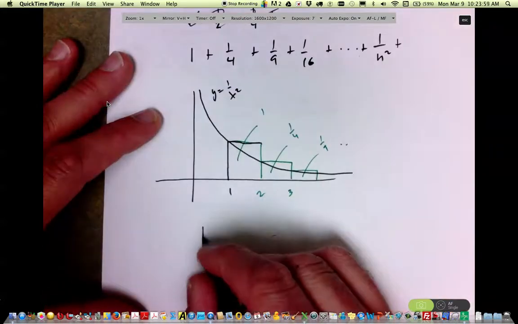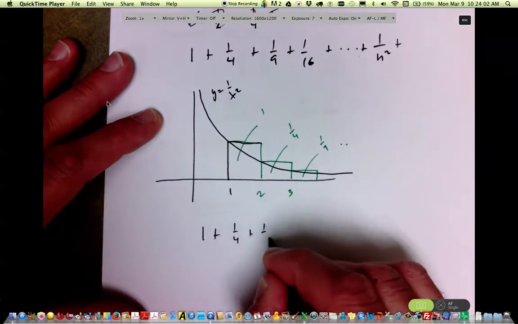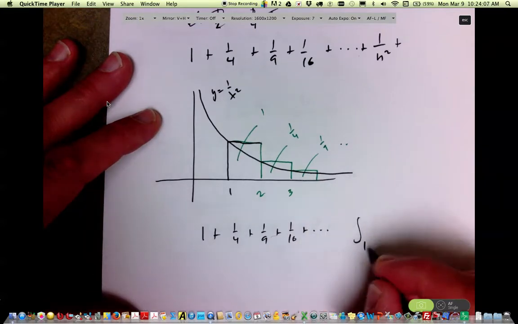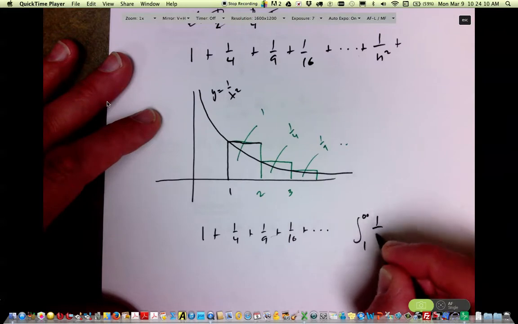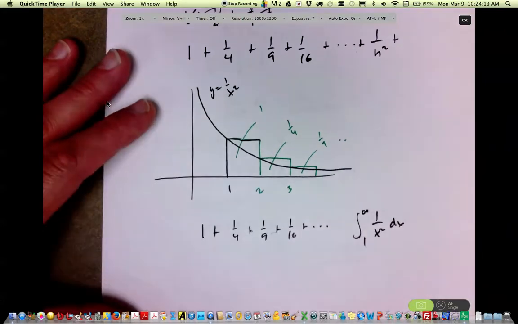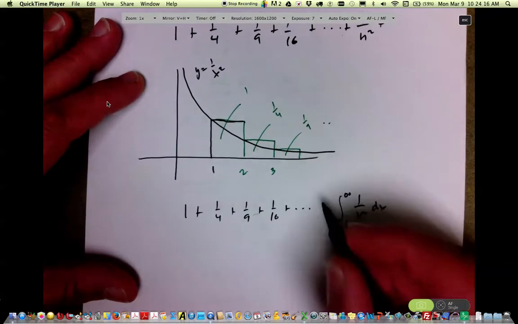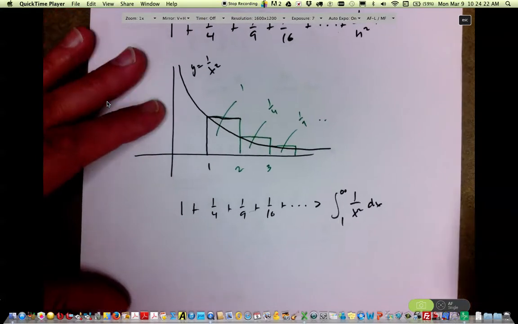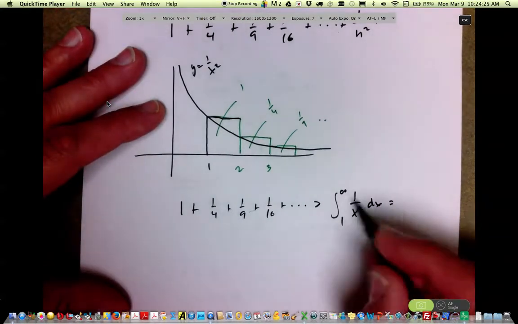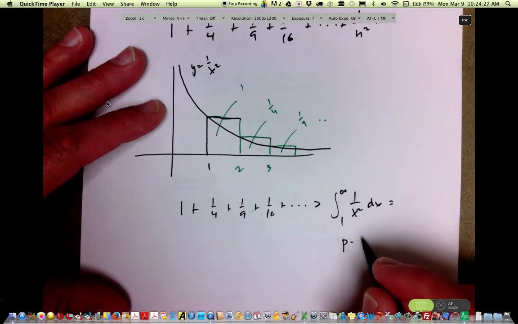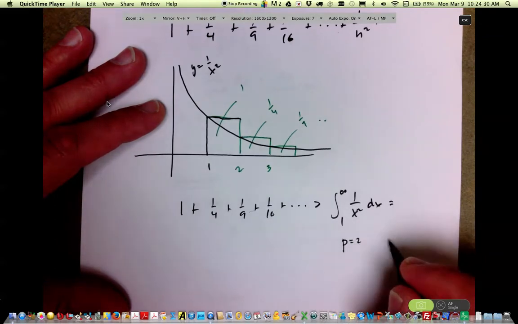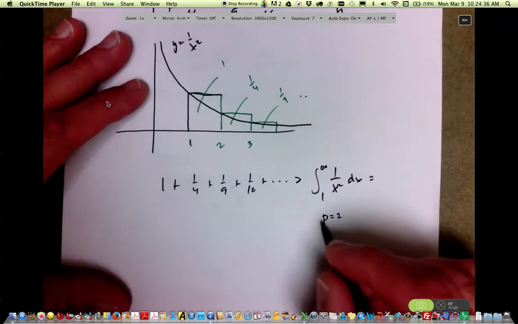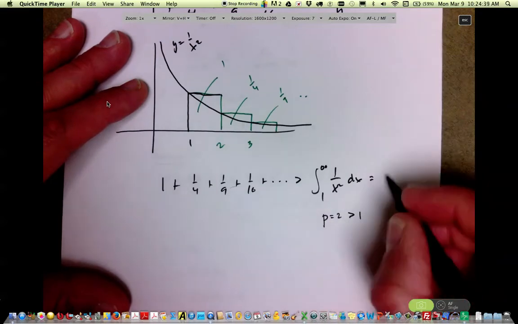Then I'd like to be able to compare this series, 1 plus 1/4 plus 1/9 plus 1/16, and so on, to the integral from 1 to infinity of 1 over x squared dx. Looking at the picture, I think we can argue that the sum of the series is bigger than the integral. Now the problem is, this thing, 1 over x squared, is a p integral, and p is equal to 2, and if you remember from chapter 8, I told you it's going to come back. Because p is bigger than 1, this thing converges.